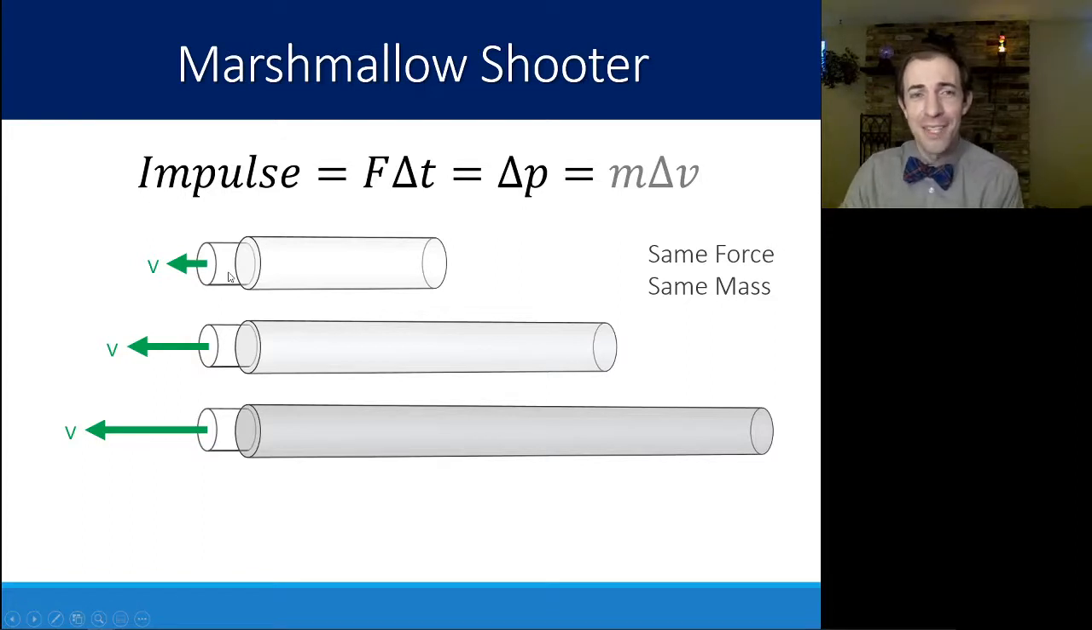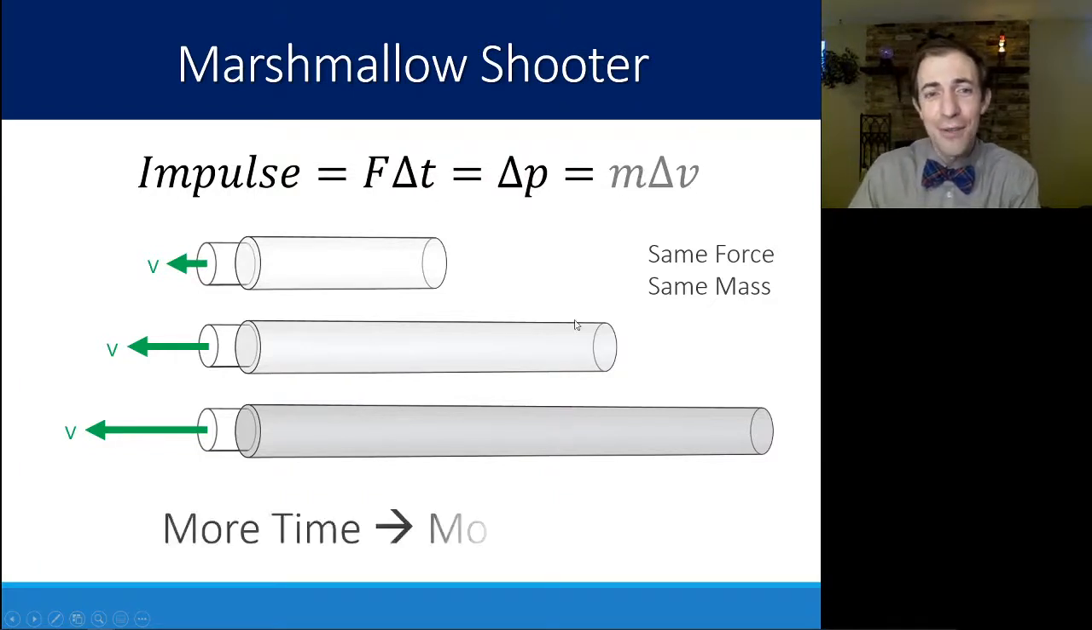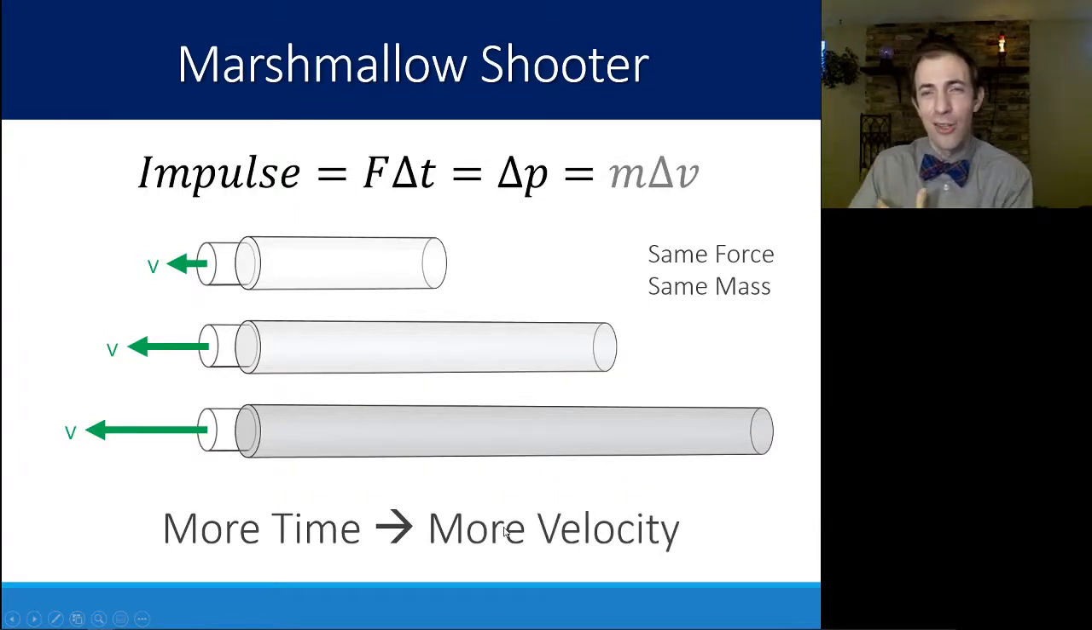This marshmallow doesn't change its mass, which means the only thing changing about its momentum is its velocity in this case. So the mass stays the same. At the same time, the force is also going to stay roughly the same, assuming that you're blowing with the same amount of force, same air pressure throughout. So if our force is the same and our mass is the same, it means that the time can change the velocity. If we increase the time, we're going to increase the velocity. The larger the barrel, the more time the force is being applied for, and the faster it's going to be moving because it imparted a larger impulse and a larger change in momentum.